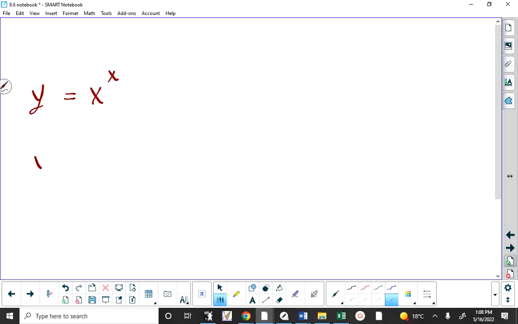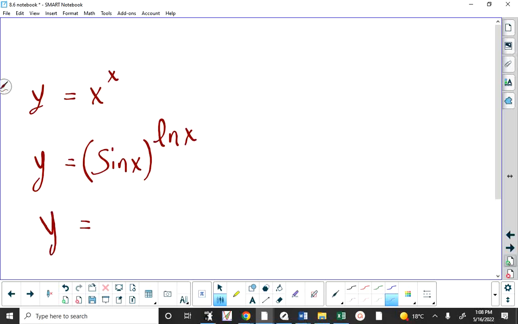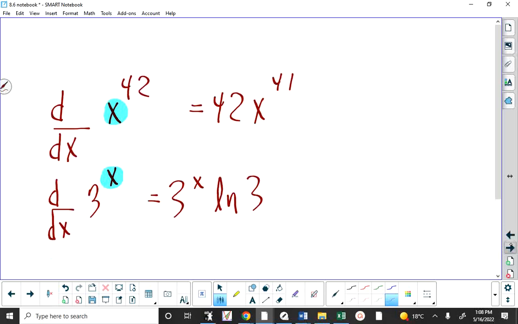If I said to you, find the derivative with respect to x of the sine of x raised to the natural logarithm of x, you don't have a rule for it. You would have to use logarithmic differentiation. And in the case of the one I'm dealing with in your note package, x to the sine x, I'm saying you cannot use either of these rules for y equals x to the sine x. You just can't. You must use logarithmic differentiation.